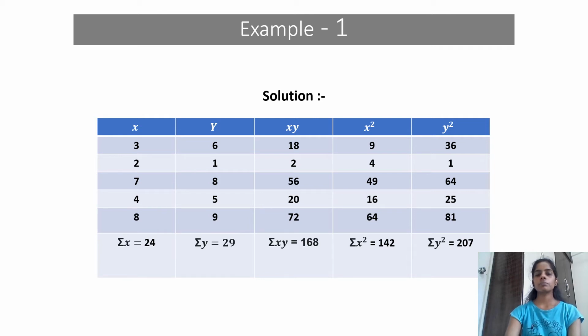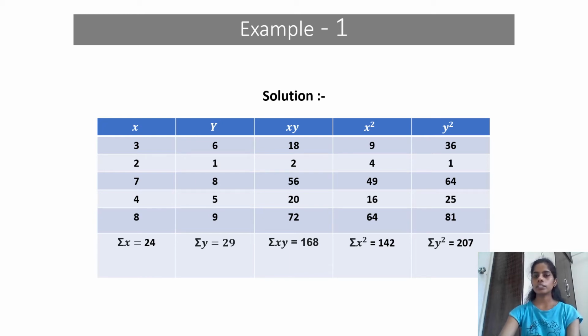So here my x is 3, y is 6. So xy is 3 into 6, 2 into 1, 7 into 8, 4 into 5, 8 into 9. Then we will get xy. For x square, 3 square is equal to 9, 2 square is equal to 4, and so on. For y square, 6 into 6, it means 6 square is 36, 1 square is 1, and so on.